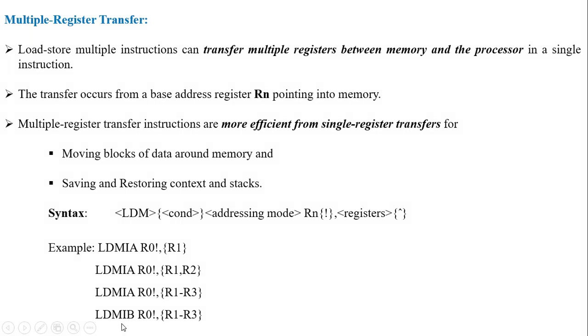LDMIB, load multiple registers increment before. What happens in this case is that the memory address is incremented before, then the data is loaded to the registers. That is the meaning of increment before.